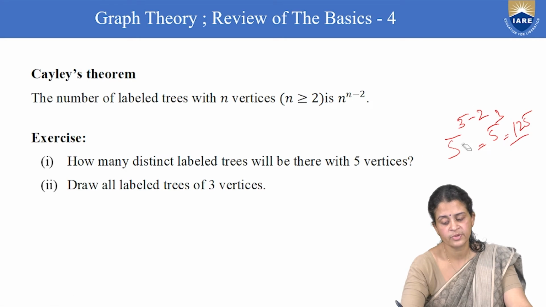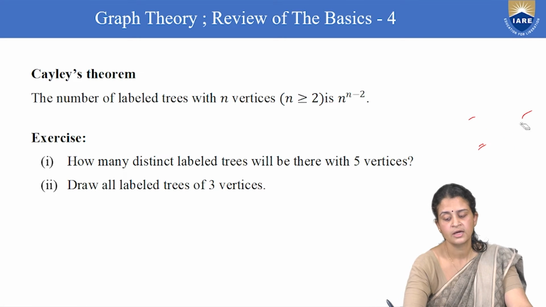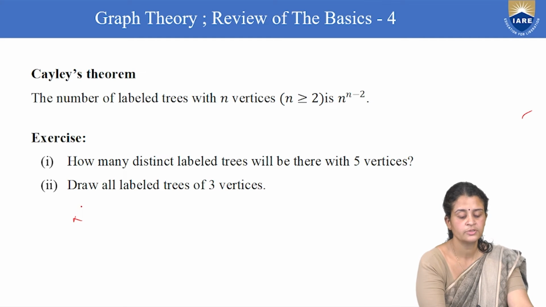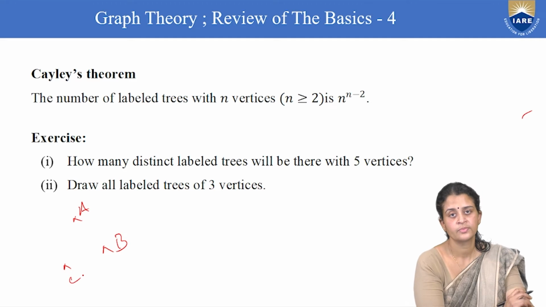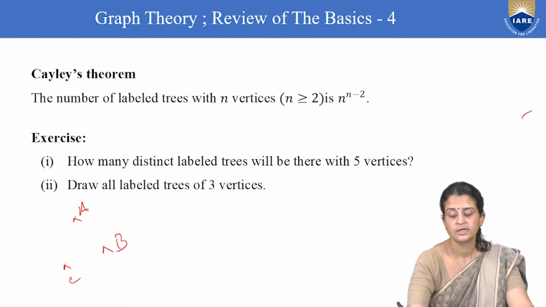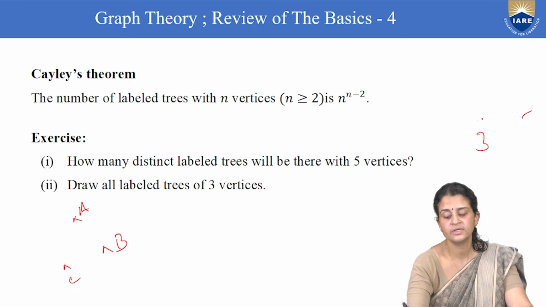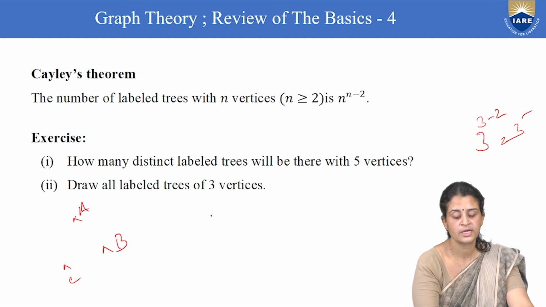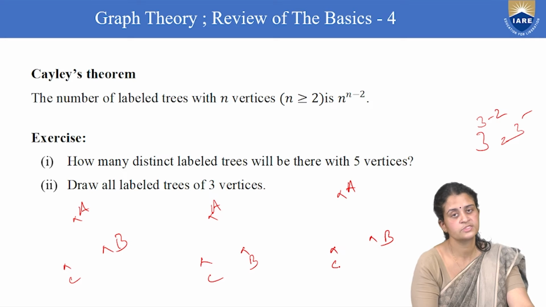While doing these labeled trees with 3 vertices, we can name them A, B, C. How many trees can we expect here? We get 3 power 3 minus 2, which is equal to 3. So I am marking the first figure, the second figure and the third figure, each with A, B, C.